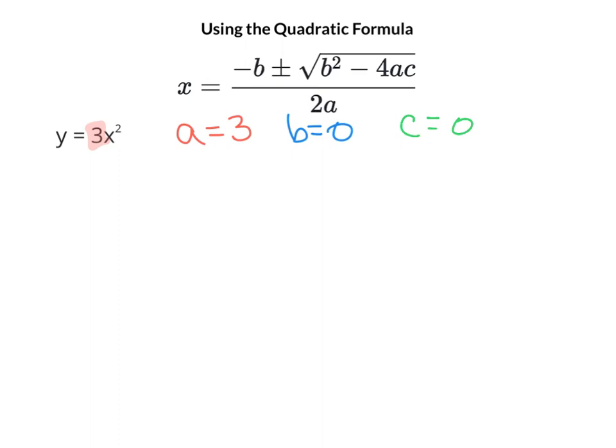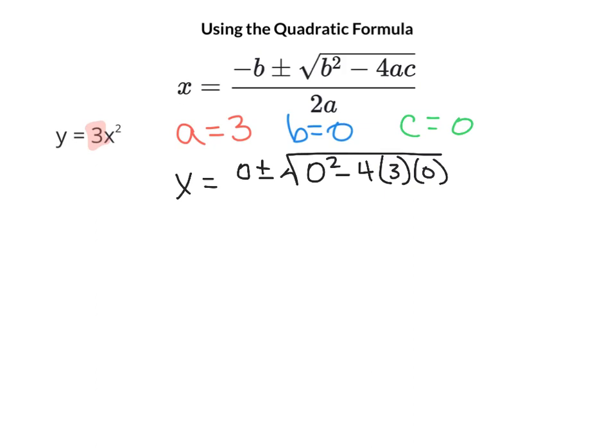So I go back to my formula, and I say x equals negative b. Well, b is 0, and there's no such thing as a negative 0. So I'm going to put 0 plus or minus the square root of 0 squared minus 4 times 3 times 0 divided by 2 times a, which is 3. So again, I just substituted in the a, b, and c into the formula at the top. Now I'm going to simplify.